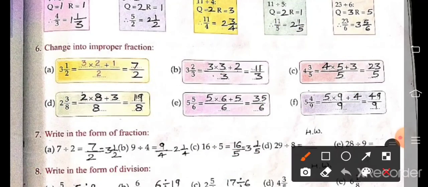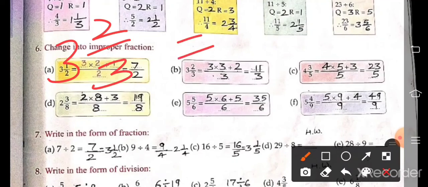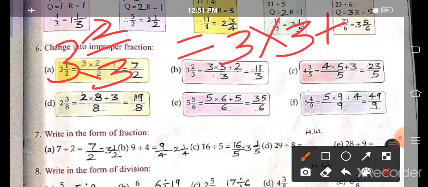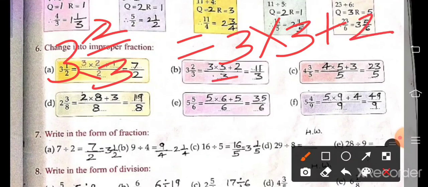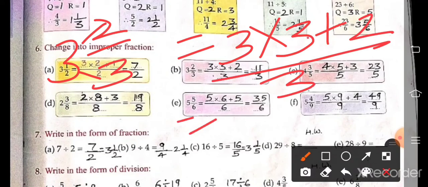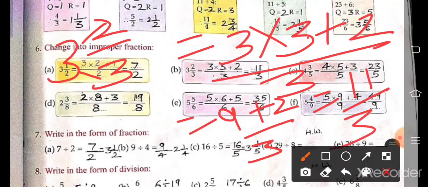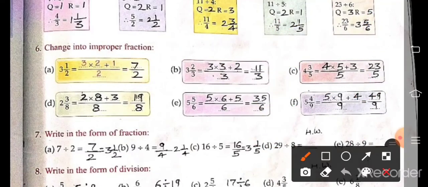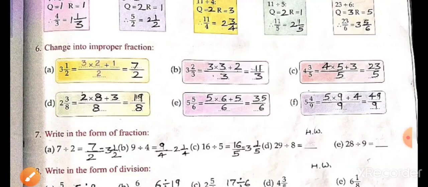Now one more example, 3 2 upon 3. So first multiply both these numbers, 3 multiply 3, then plus 2 upon 3 as it is. 3 threes are 9, plus 2 upon 3, 9 plus 2 is 11 upon 3. Okay, so like this you have to do these parts. Okay, I have done for you. You can take help from here.